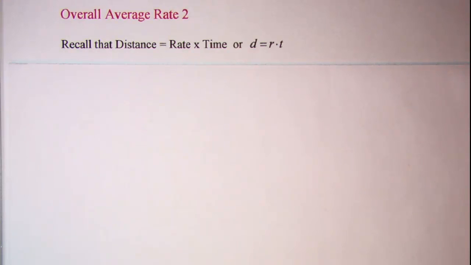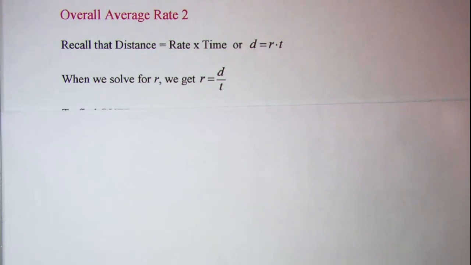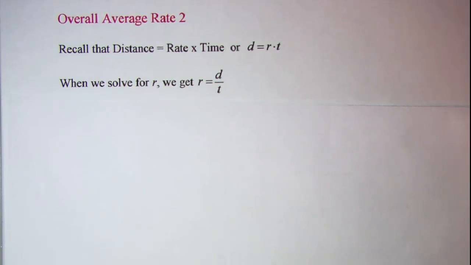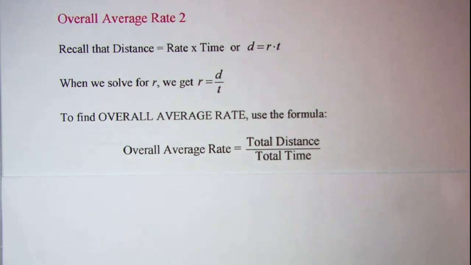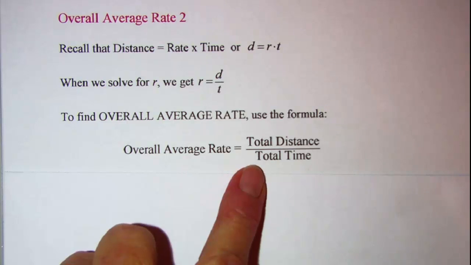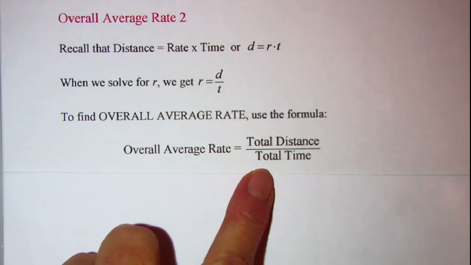In this video, we will be solving an overall average rate problem. Recall the formula: distance is equal to rate times time. Now when we solve for r, we get rate is equal to distance divided by time. To find the overall average rate, we need to use the formula: overall average rate is equal to total distance divided by total time.